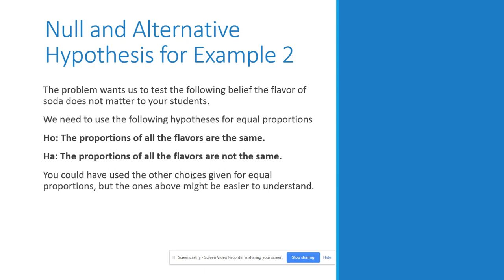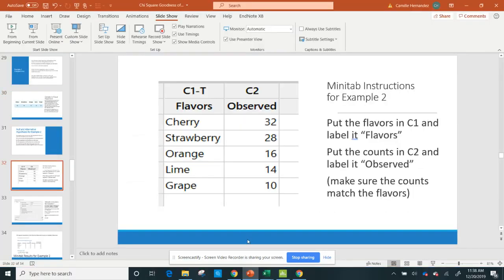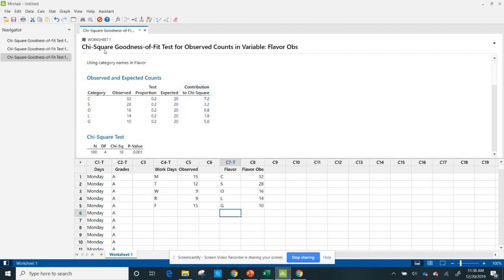You could have other choices that give you equal proportions, but I feel like the ones above are easier to understand. All right, so let's go to Minitab and I'll show you how to put it in.